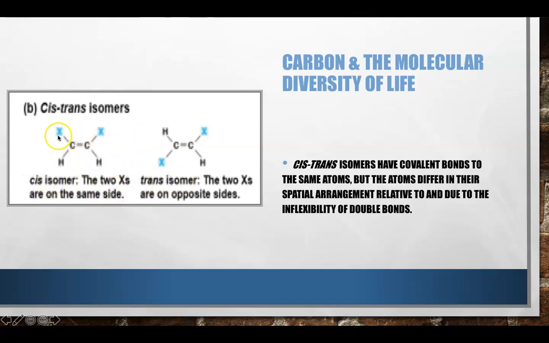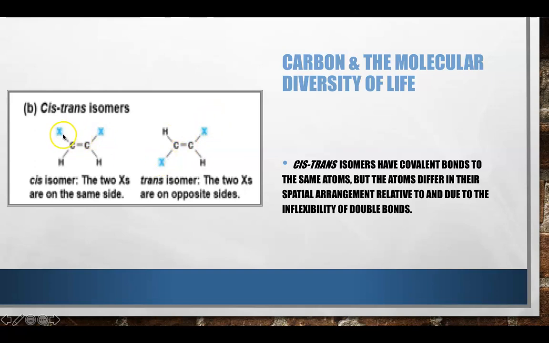Cis means same side. So if those 2 constituents are on the same side of the carbon-carbon double bond, because you cannot rotate a double bond, this is a fixed structure. This was a single bond, you can rotate it, but since it's a double bond, you cannot. So if they're on the same side of the double bond, we say that is a cis form. But if they're on opposite sides, then we say they are trans.